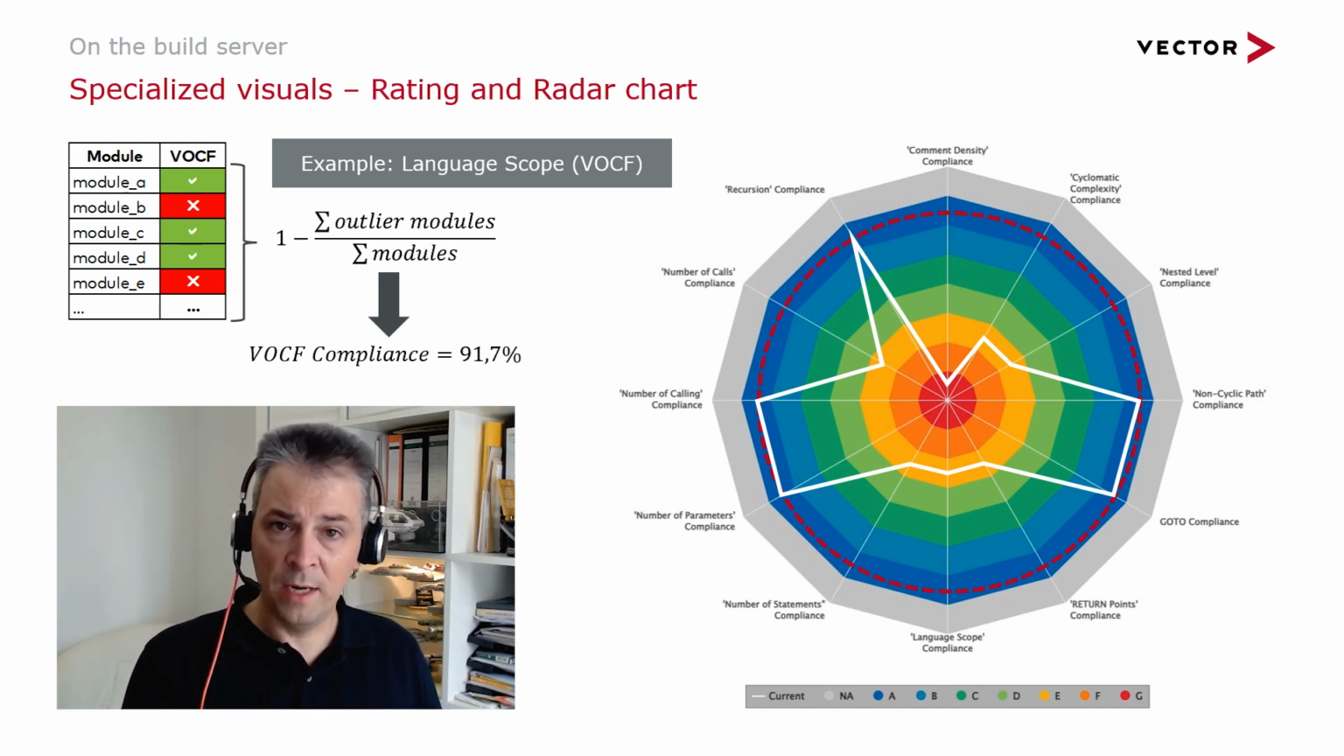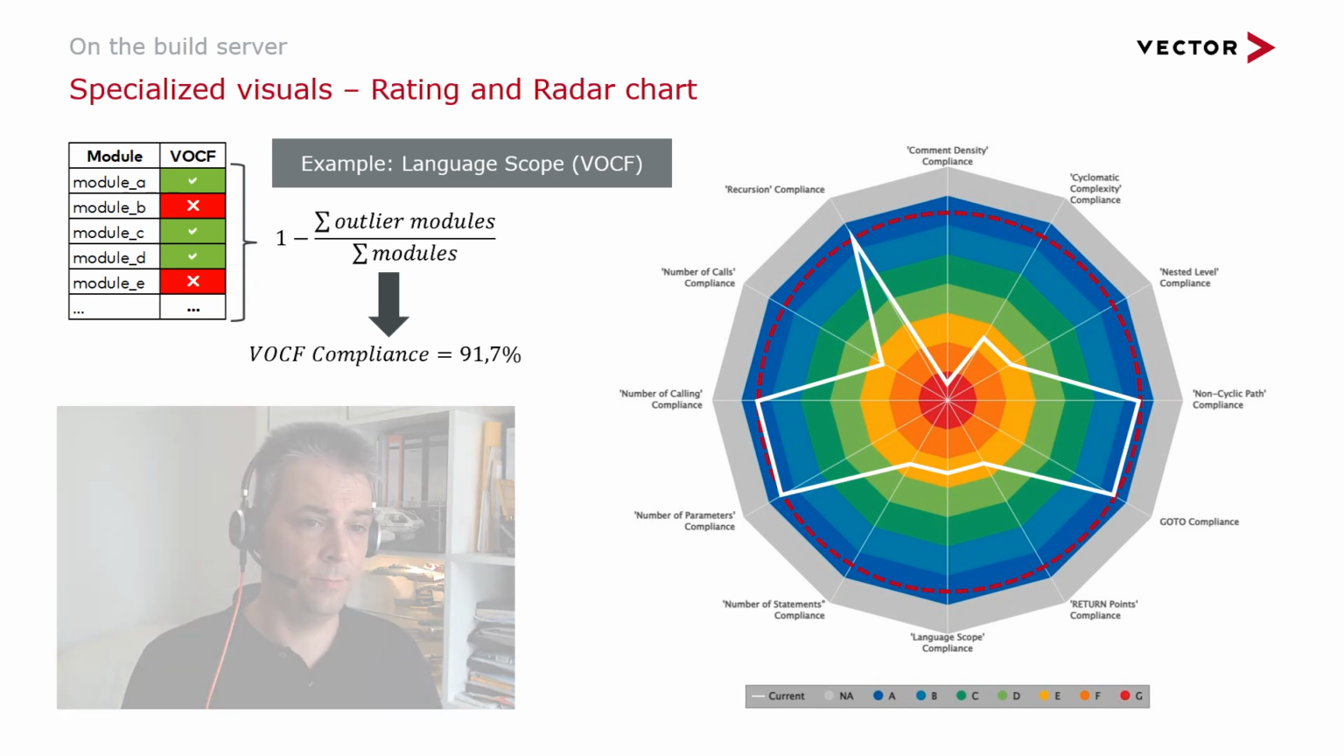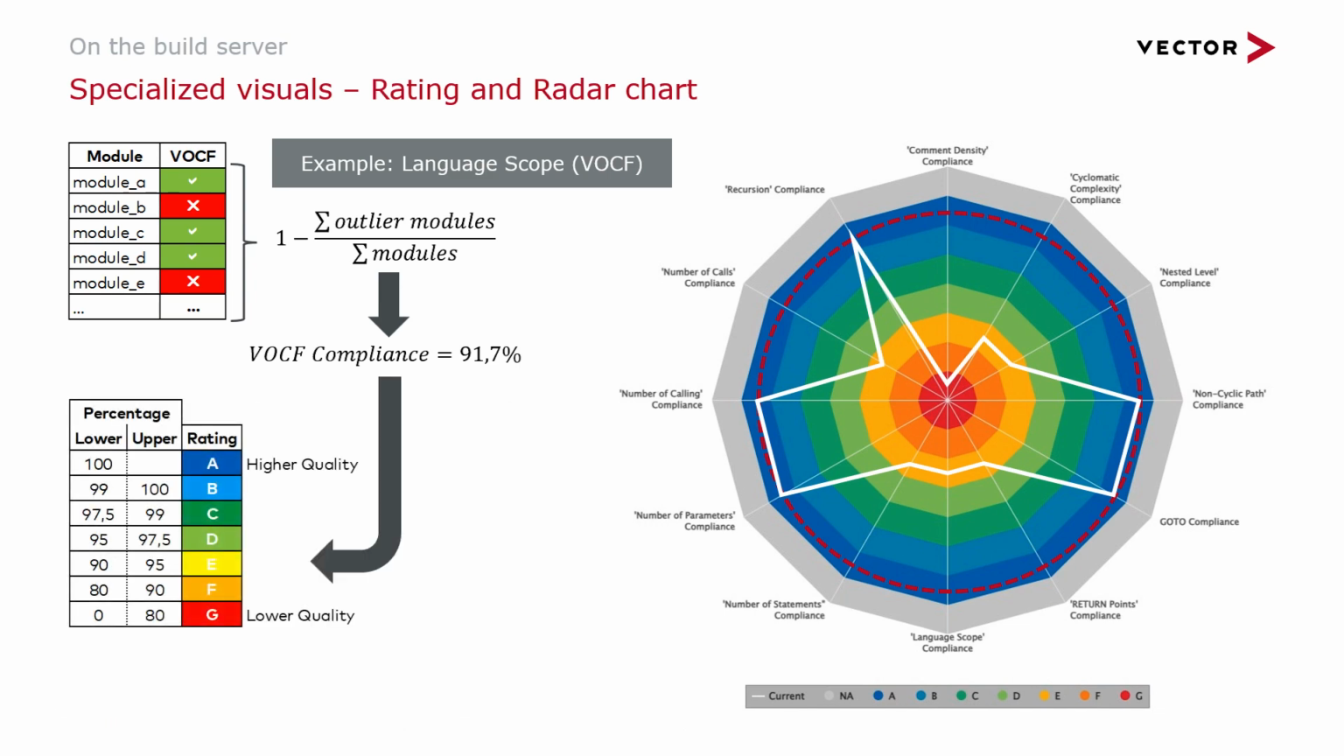And now we are normalizing this using a rating scale. This rating scale is based on the percentage of compliance. And here you see lower and upper boundaries to map them to rating factors from G, which is the worst quality, to A, which is the highest quality. Here we have 91.7%, so this will bring us here in the middle, where we have an E rating for the language scope. And this is exactly what we then see here. E is the yellow ring, then we see the value of the language scope compliance.